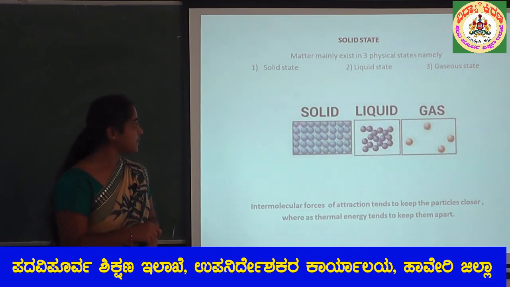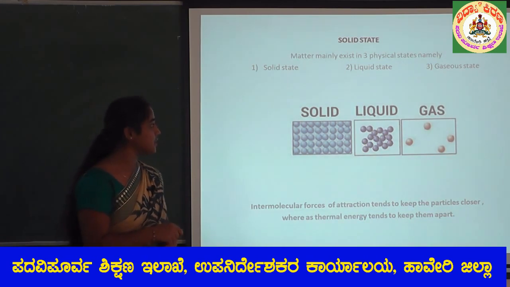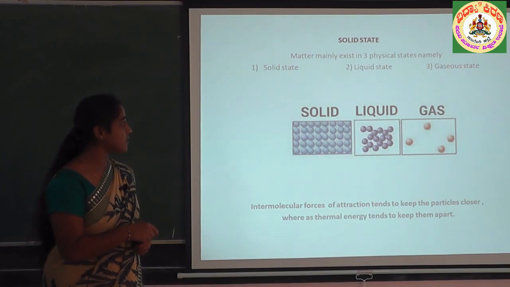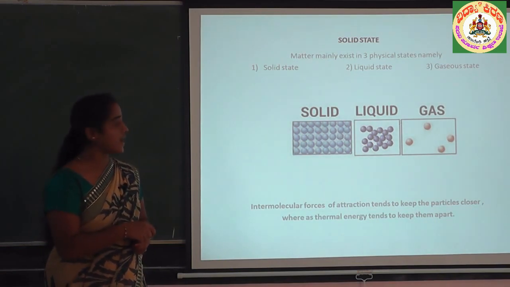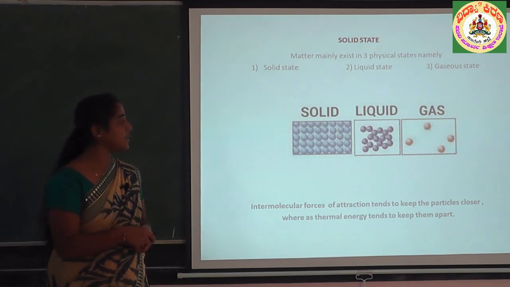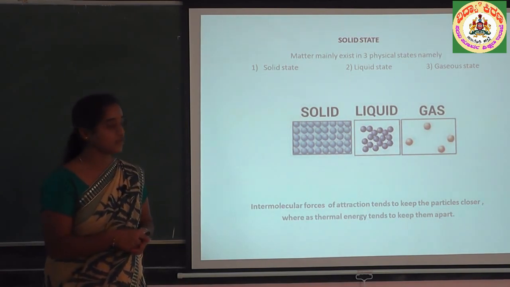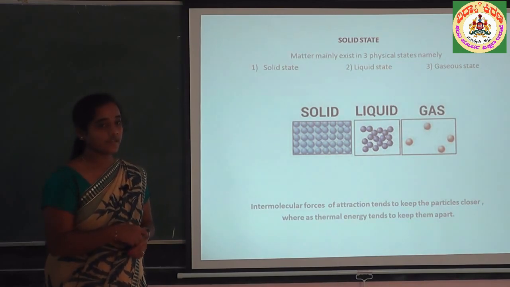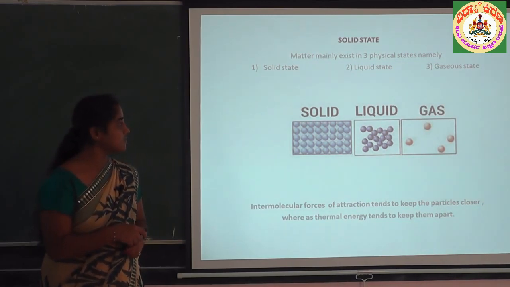See here, in solids what happens? The constituent particles, these circles, indicate what? They are the constituent particles. They may be atoms, molecules, or ions. It depends upon the nature of the compound. In ionic compounds, these are the ions. In molecular compounds, these are the molecules.